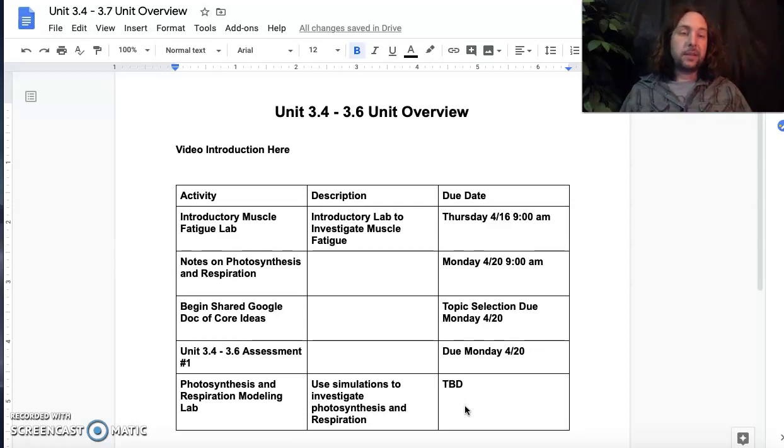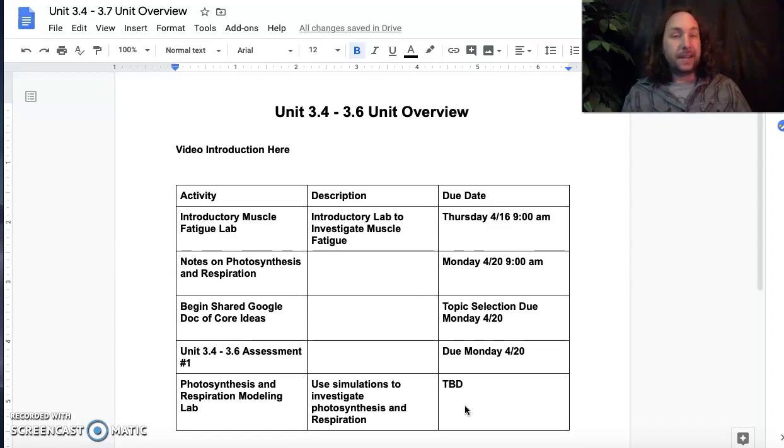The next big assignment is going to be notes on photosynthesis and respiration. Now, this is going to be a significant piece of work. There's a lot to understand about photosynthesis and respiration. And you're going to need to be creating some detailed drawings of the steps with labels that not only capture the idea of the big overview, but as well some of the more specific inputs and outputs of the processes involved in photosynthesis and cellular respiration. Those are going to be due on Monday by 9.